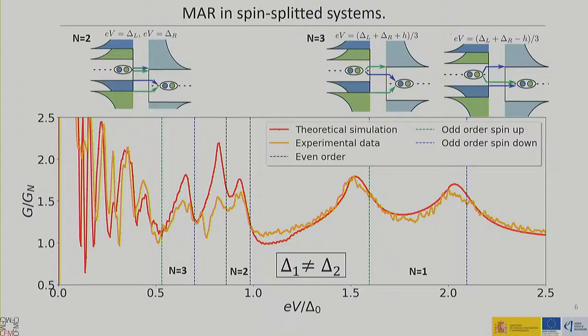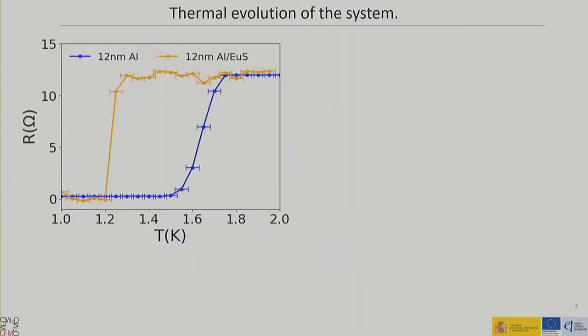And right now, for the n equal 2, before it was only one peak, now there are two, simply because the deltas for the sample are different. But this is now the spin split. The spin split is n equal 1 and n equal 3. And this goes so on and so on. And then, as a final check, we compare data and simulation on the thermal evolution of the system. First of all, we did a fast transition measurement.